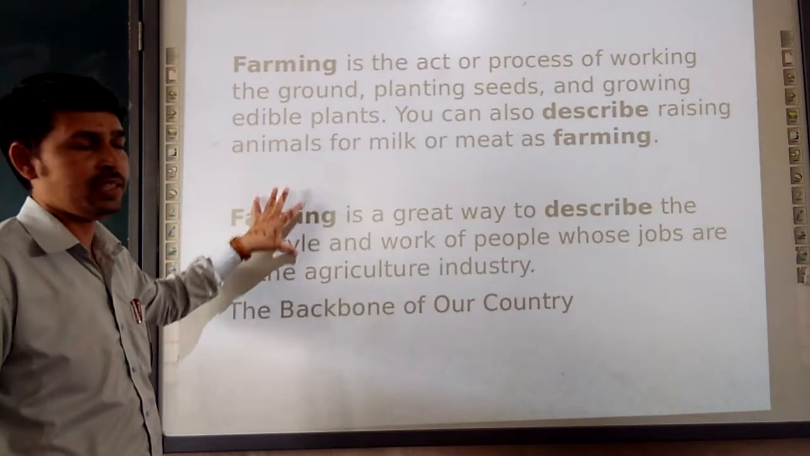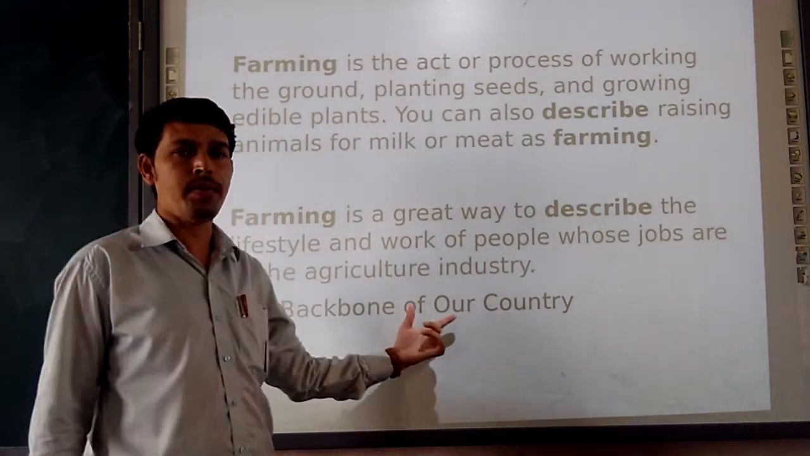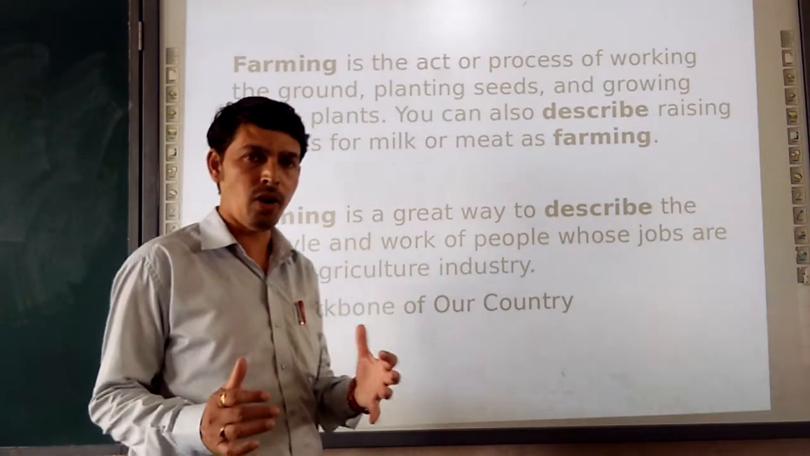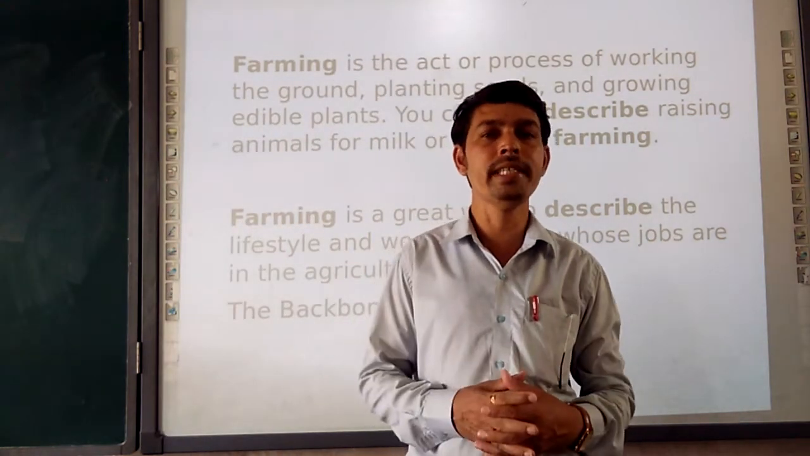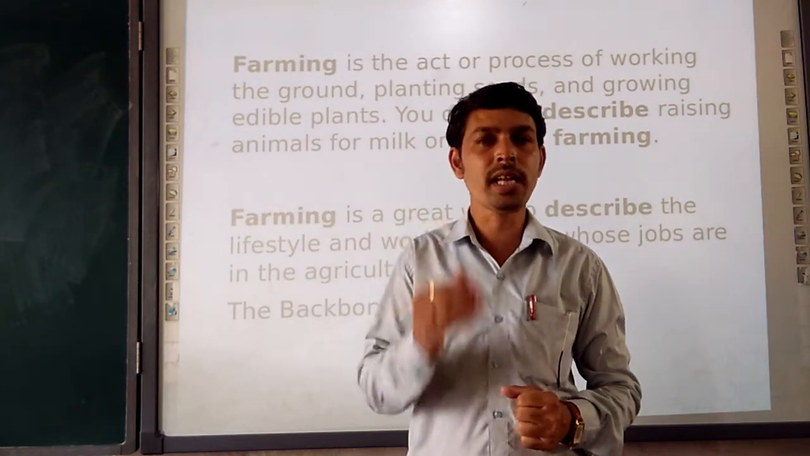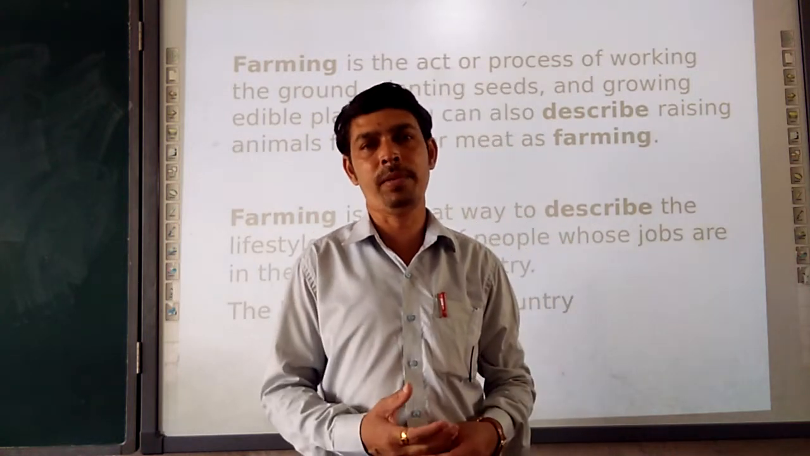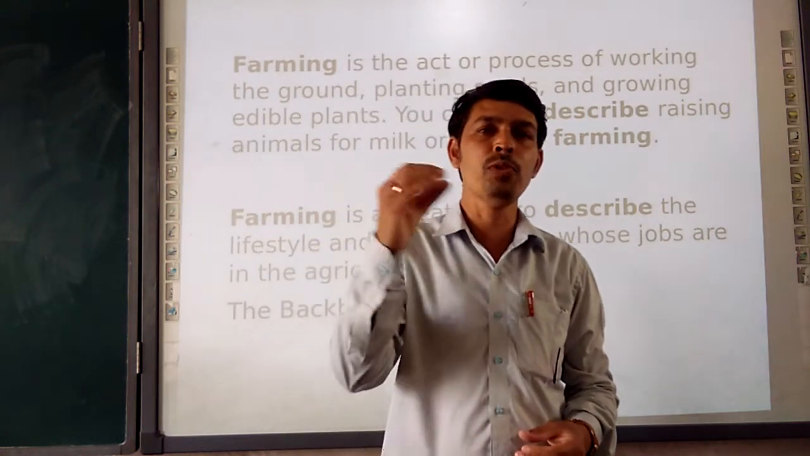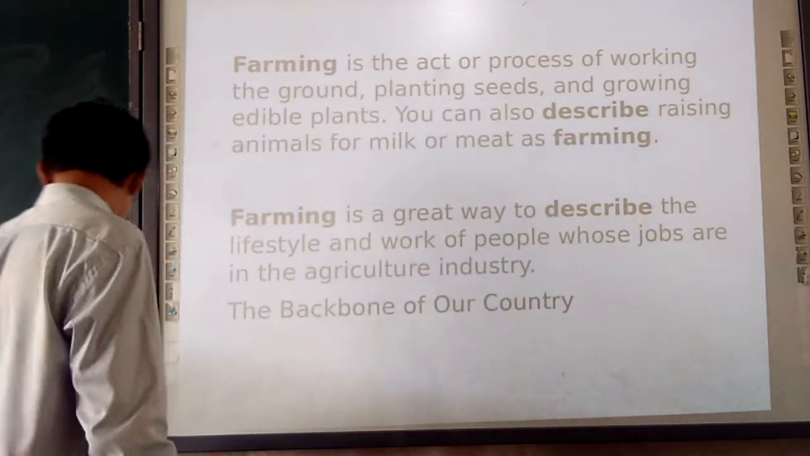So finally, if we look at these two paragraphs, farming is the backbone of our country because farm products are boosting our country's GDP, that is the gross domestic product. So step by step ahead we are going to see the importance of farming, and how farming is boosting which segments of our country.